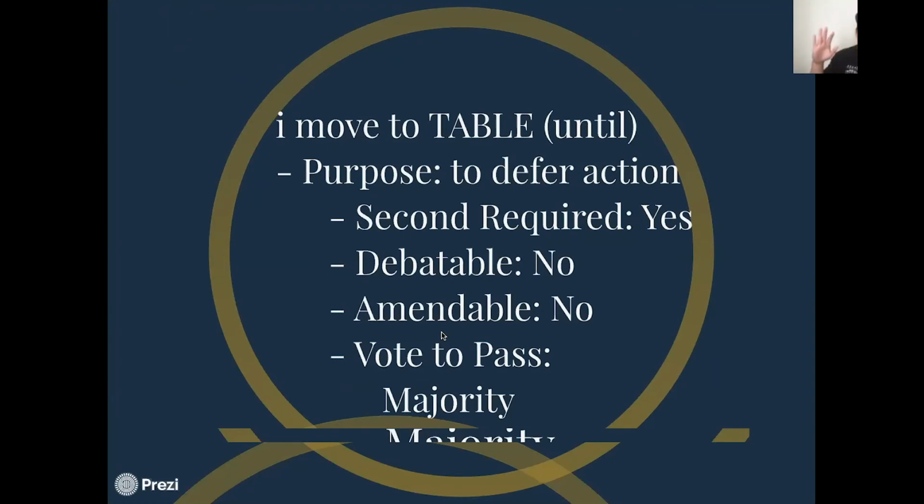And you'll notice here that this is not debatable, because this is an example of, we're not gonna talk about whether or not we're gonna talk about this right now. We're just gonna kind of put it aside for a moment. And this is another subsidiary motion because it basically says, we're gonna come back to this eventually.